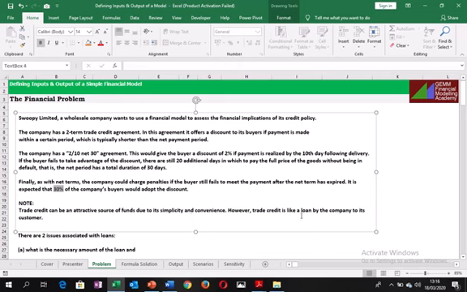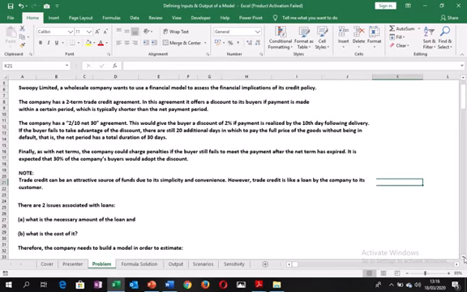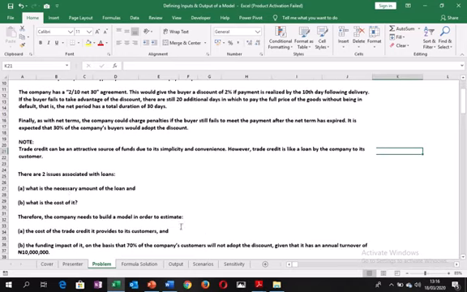However, trade credit is like a loan by the company to its customers. So the company is actually granting its customers a loan by giving them credit grace to make payments. And so there are two issues associated with this loan that companies usually give their customers in trade credit agreements. The issues are: what is the necessary amount of the loan that is granted to customers, which impliedly is the amount of receivables that the company expects from the customers within those periods.